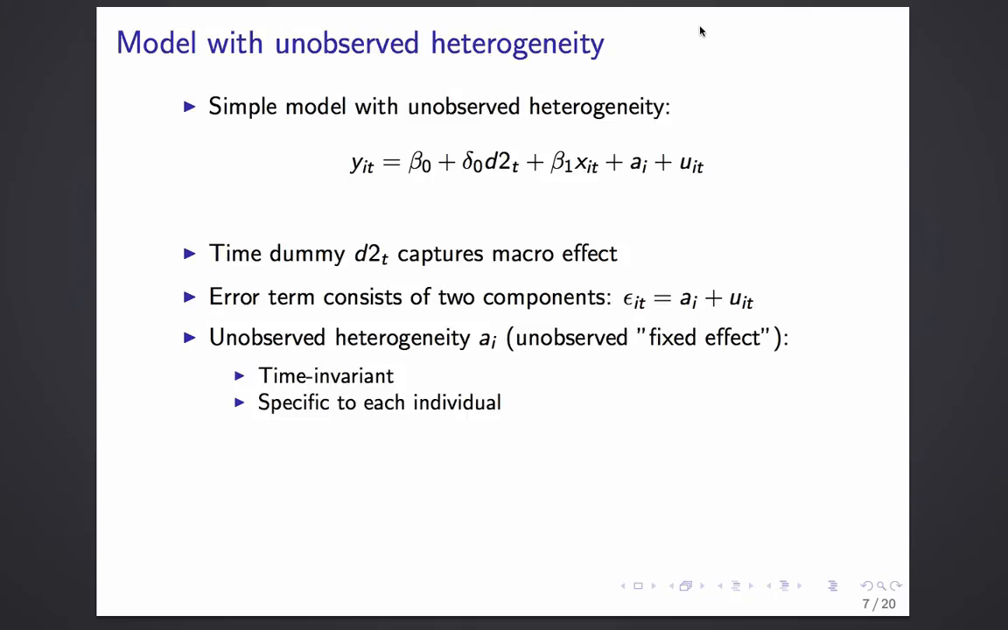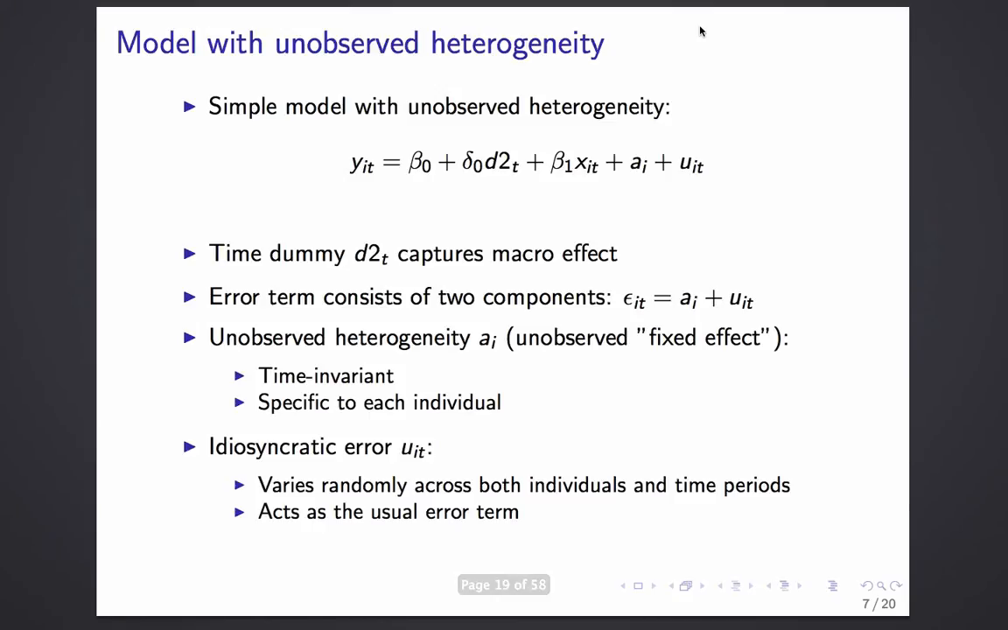Now to be a little bit more specific about the assumptions regarding a_i, remember that we assume that a_i is time invariant. It doesn't vary across time, it varies across individuals. Or in other words, a_i is assumed to be a fixed constant that's specific to each individual. On the other hand, the second part of our combined error, epsilon, is this idiosyncratic error, the u.